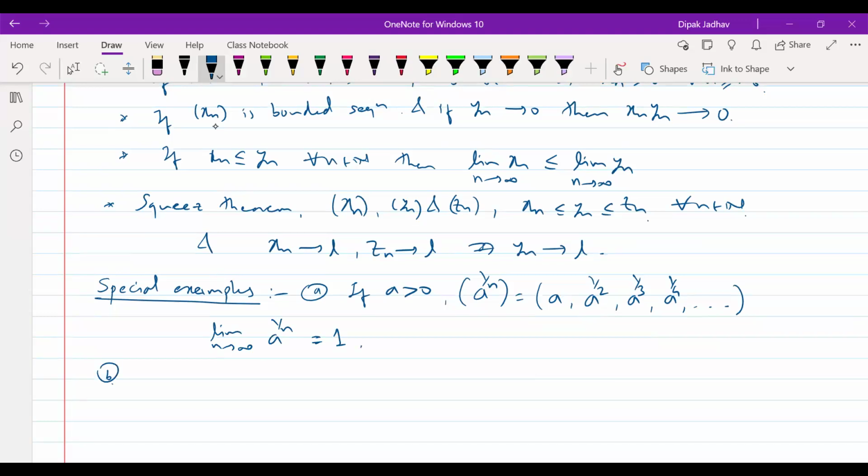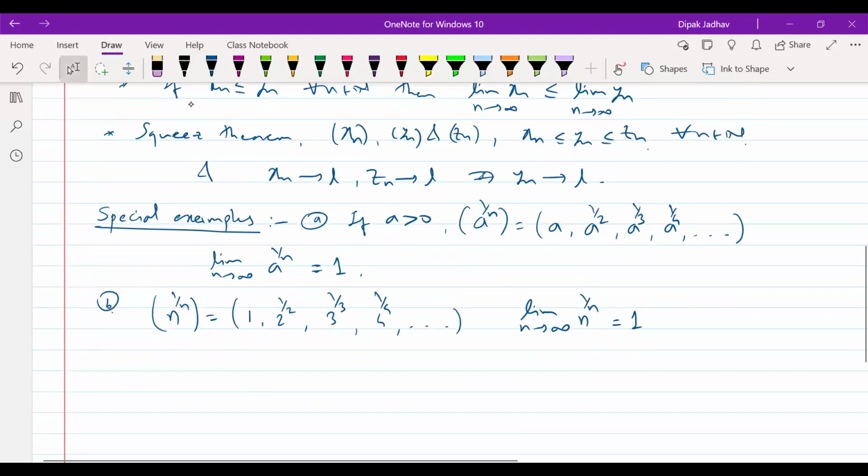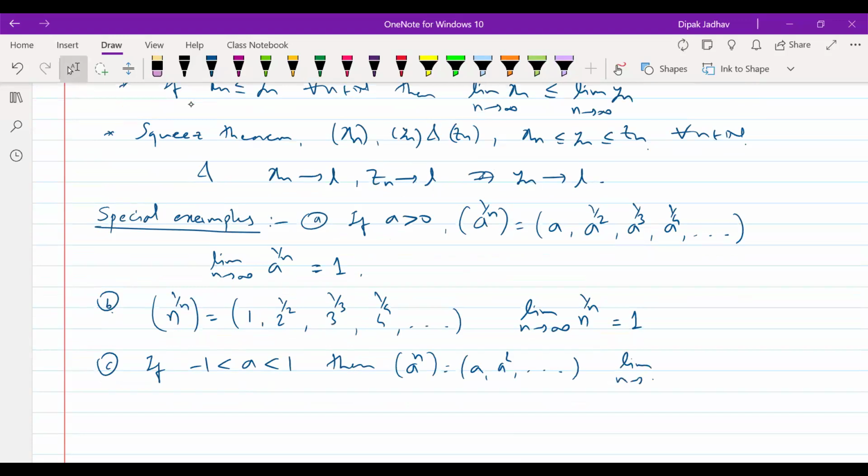A similar kind of result we have also seen for this sequence, n raised to 1 by n. That is 1, 2 raised to 1 by 2, 3 raised to 1 by 3, 4 raised to 1 by 4, and so on. Anybody knows the limit of the sequence? The limit of the sequence is again 1. So these are the first two special examples. The third sequence in the category of special examples is, if you have -1 less than a less than 1, then the sequence a raised to n, like a, a square, and so on. We already know that the sequence goes to 0.